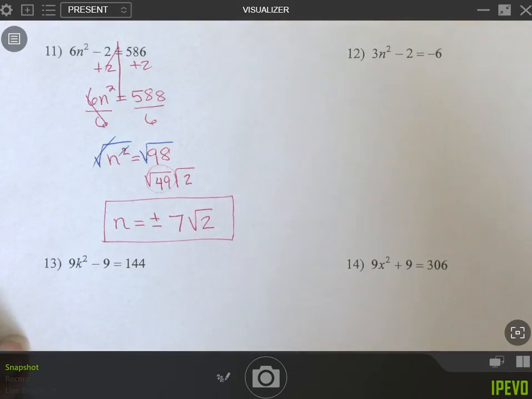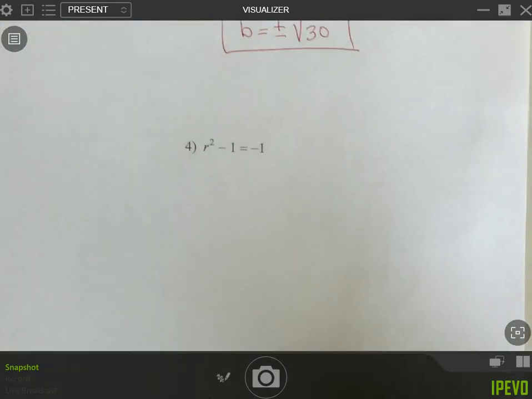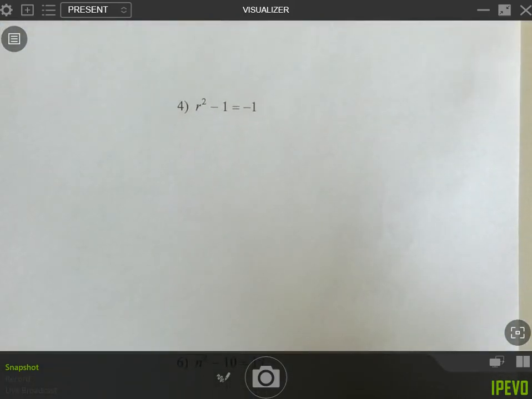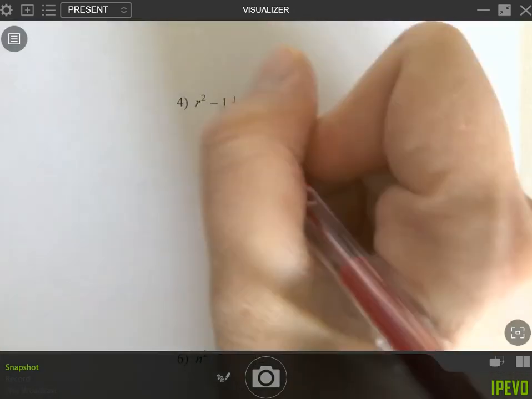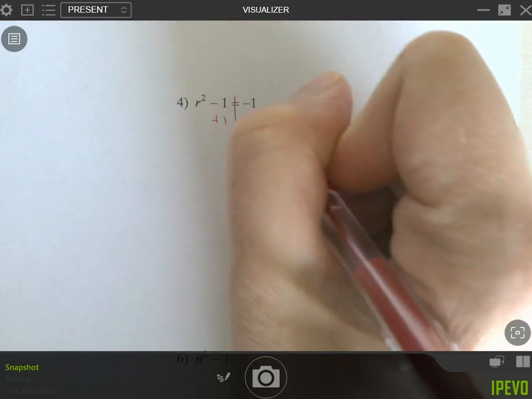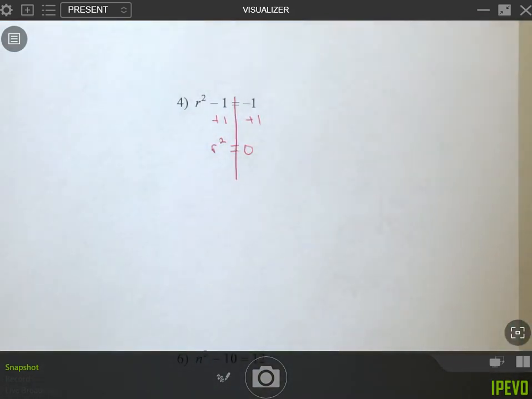Is there anything else that you saw in here that you're like, whoa, this doesn't seem right? Number 4. What about number 4? I was wondering if you guys would be bothered by that. Well, what are we doing first in number 4? Plus 1. Okay, I can handle that. But it's 0. So I get r squared equals 0. So no, it's actually not no real solution.